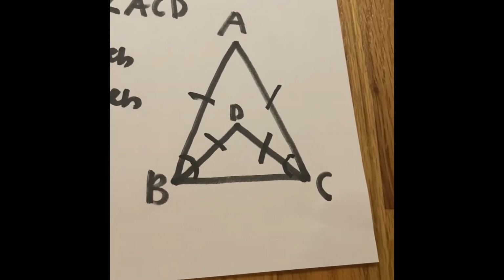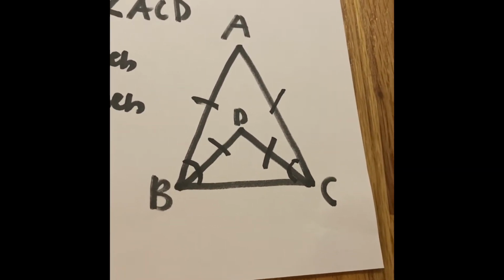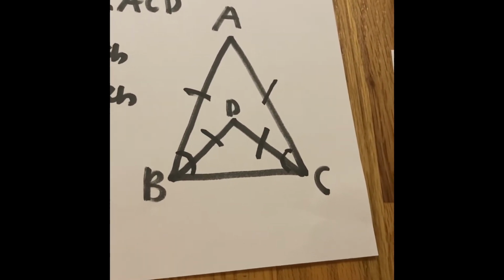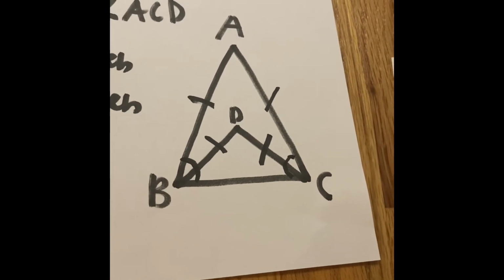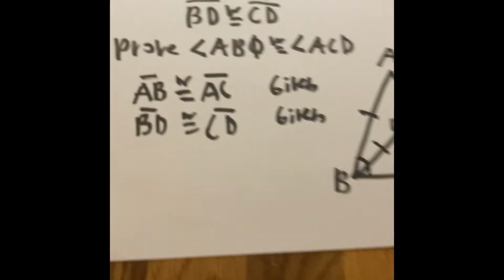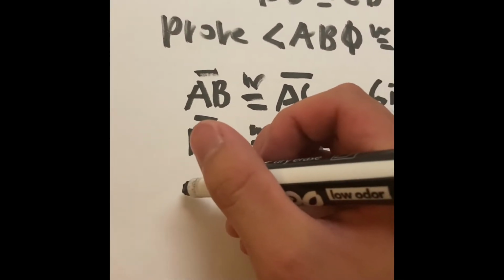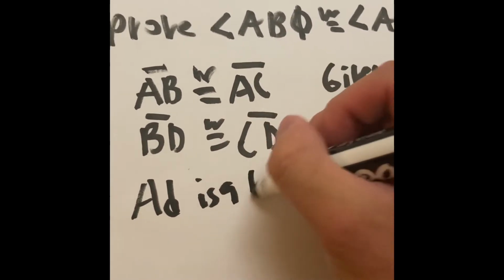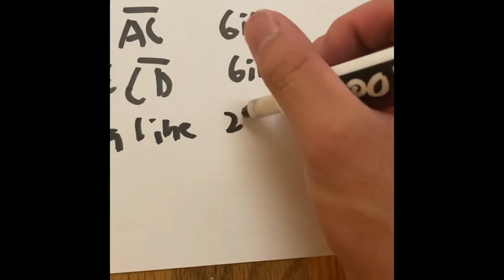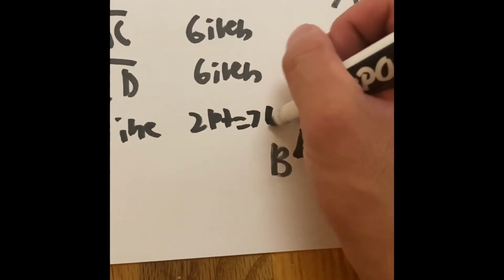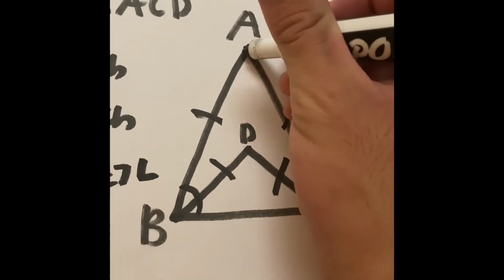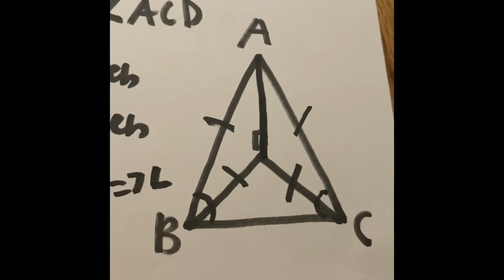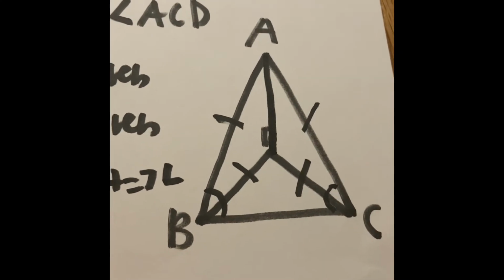Well, do you remember earlier in the video that sometimes we have to make our own lines? Here is something we can do: we can make our own line. We can say that AD is a line, and that is because two points give us a line. So AD is now officially a line, because now we have two points.